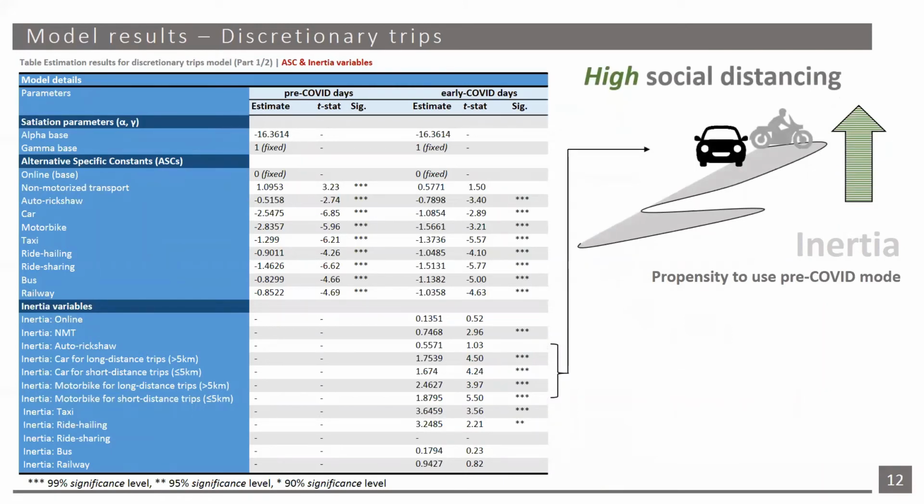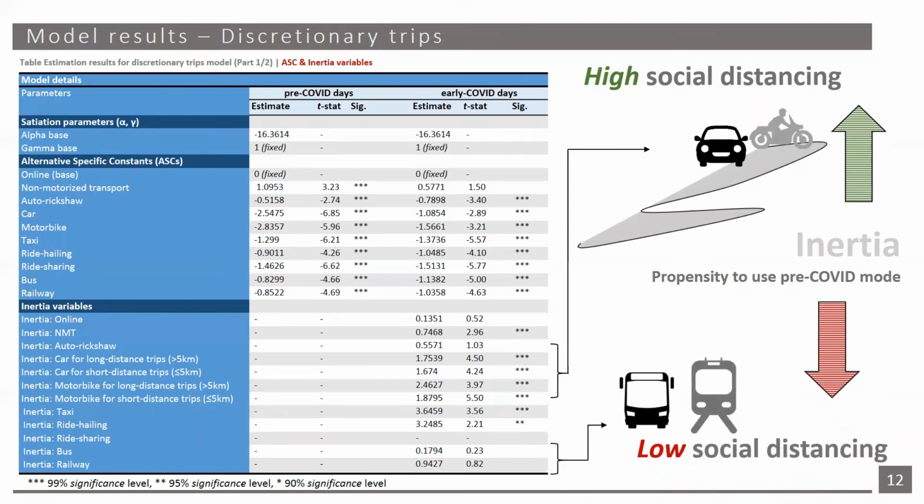Coming to the discretion trip results, we observed similarly that higher social distancing modes have higher inertia, but in a different way: for car and motorbike, for long distance trips, there's higher inertia. If you remember, for commute trips we observed for motorbike it was high inertia for short distance trips. Here, the reason might be that in the case of discretion trips, you want to join various trips in your single tour, like going to a laundry, then collecting something from the grocery, doing some other activities. So that works better for us.